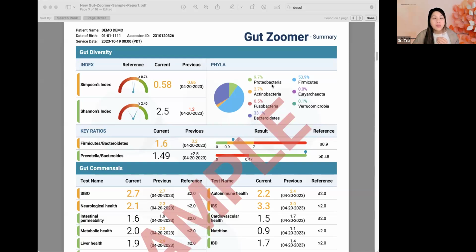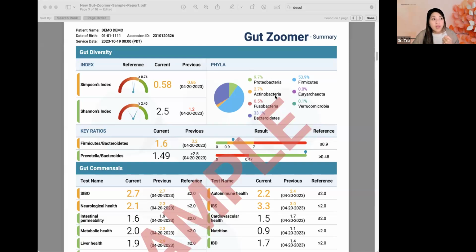Proteobacteria are bacteria that produce this very toxic gas. And in general, if they are around 5%, they don't cause any problem. They do contribute to the overall health of the microbiome. But when you see them overgrowing greater than 5-6%, that's when you have bacterial overgrowth.